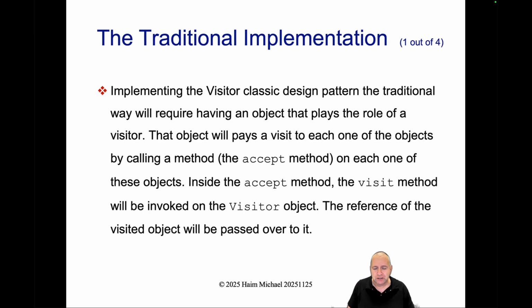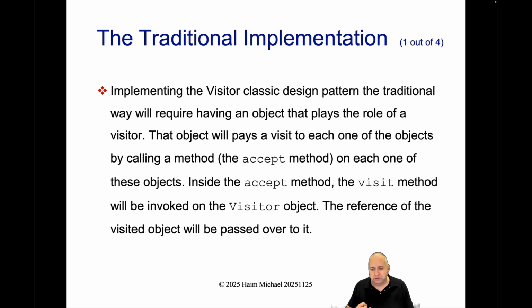Let's see the traditional way of implementing visitor, the way we implemented visitor before pattern matching, sealed classes, and records were added to the Java programming language. In order to implement visitor at that time, we had to define a class that, when instantiated, the object we got would be used as a visitor that visits each one of the objects we have in our linked list, an array, or binary tree, or whatever data structure you can think about.